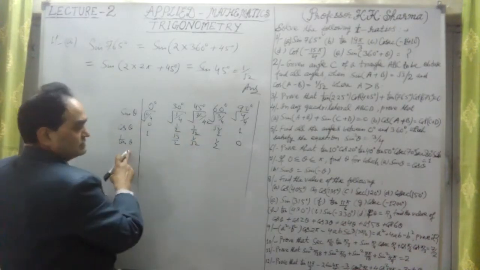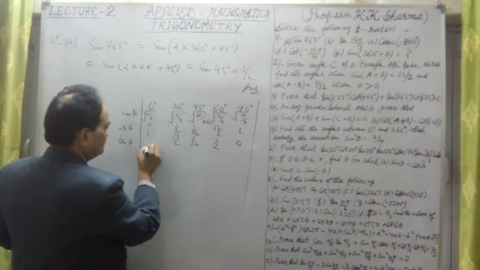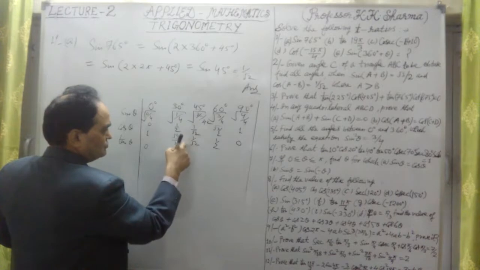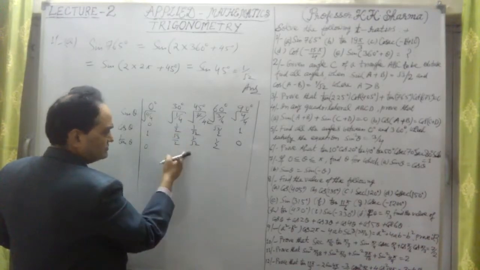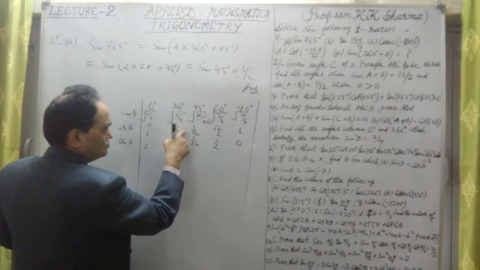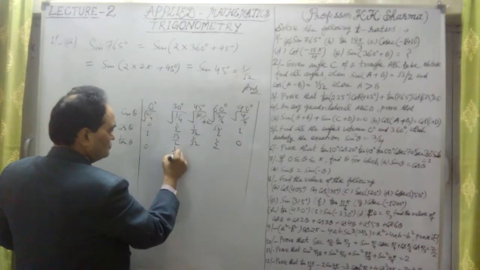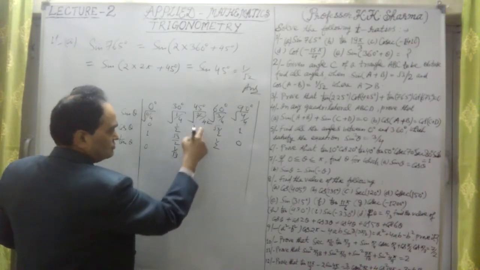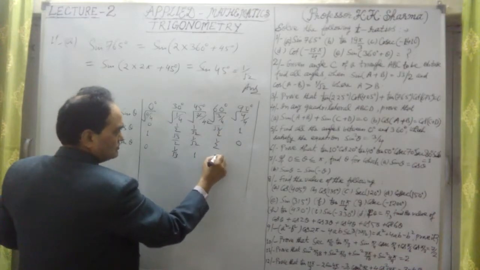Now, tan theta is a quotient ratio, so we write sine upon cos. 0 upon 1 is 0. Tan theta is sine theta upon cos theta. Sine 30 degree upon cos 30 degree is tan 30 degree. 1/2 upon root 3 upon 2, cancel out, this is 1 upon root 3. This is 1/root 2 upon 1/root 2, which is 1. This upon this is root 3 only.